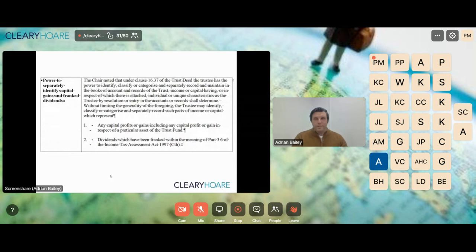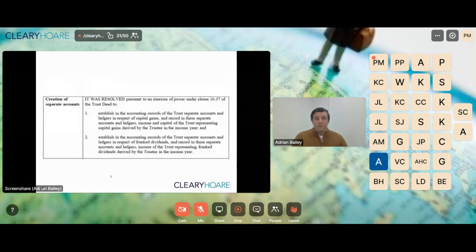Remembering, unless our trust deed has the power to do this, we can't stream different types of income if they're capital gains or franked dividends. So we need to make sure that we point out what our power is to do so. And it's a good thing to do, because then we know that we have that power, as opposed to having to go and vary our trust before the end of the financial year. Then we resolve to create those separate accounts, so we record our income separately.